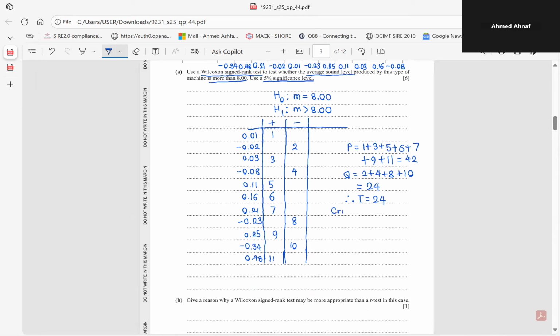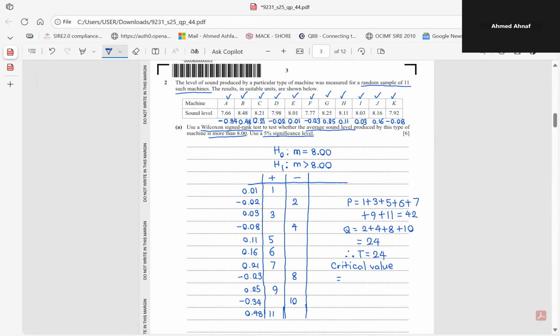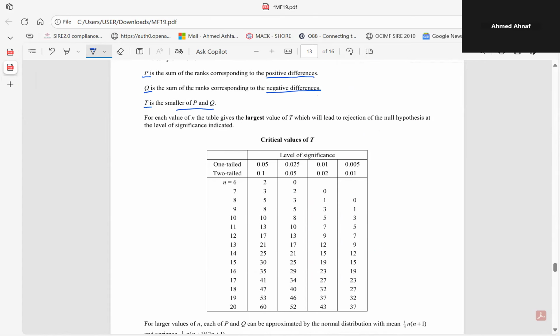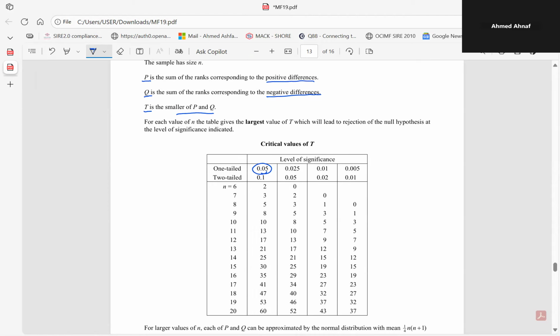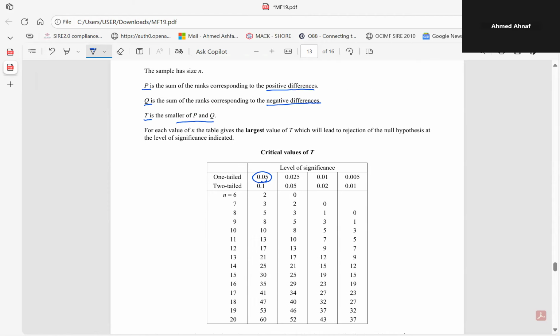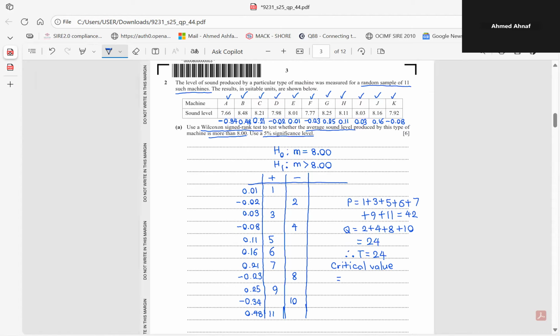Now we're going to find our critical value. It's very easy. You first have to determine whether it's a one-tail or two-tail test. For our case, it's a one-tail test, as explained earlier, and our significance level is 5%. So 5% one-tailed, right here, and our n is 11. So our critical value is 13.